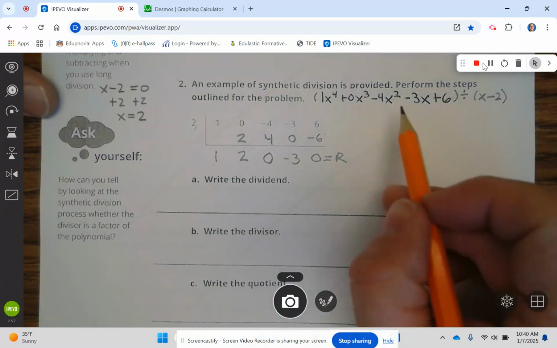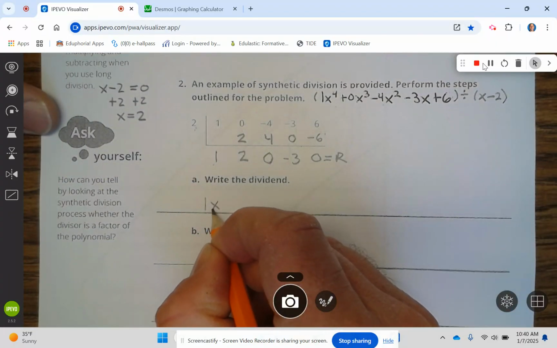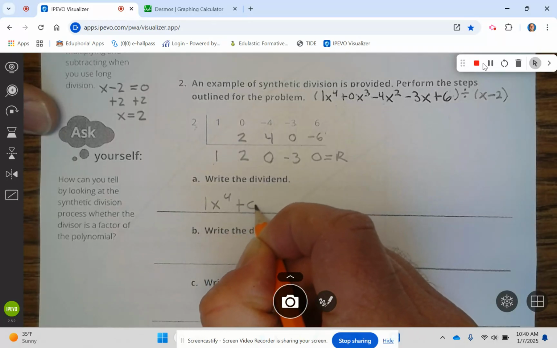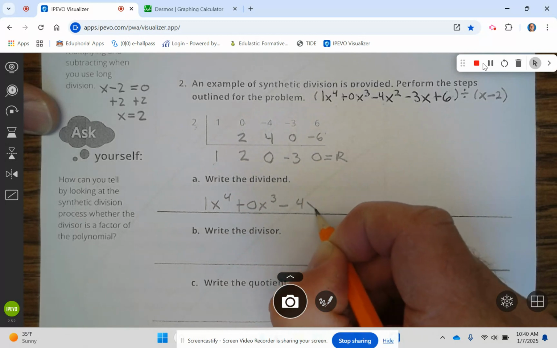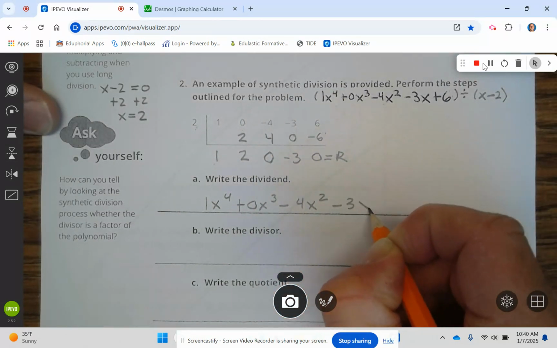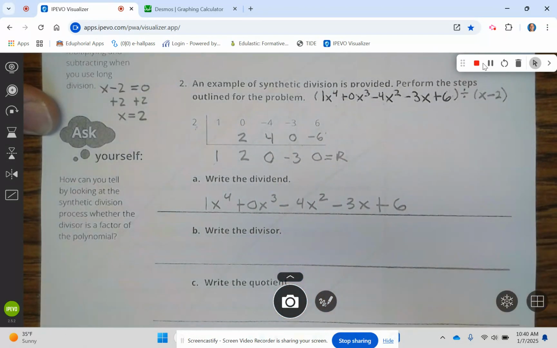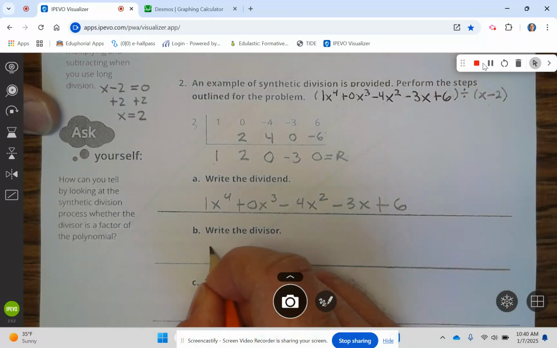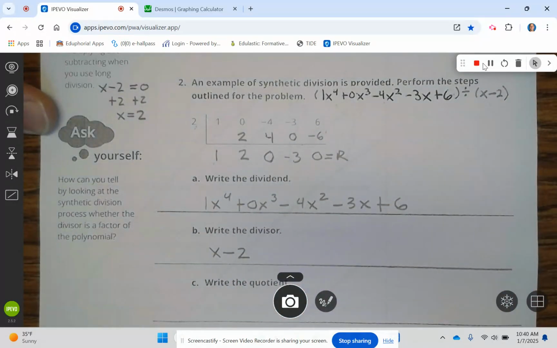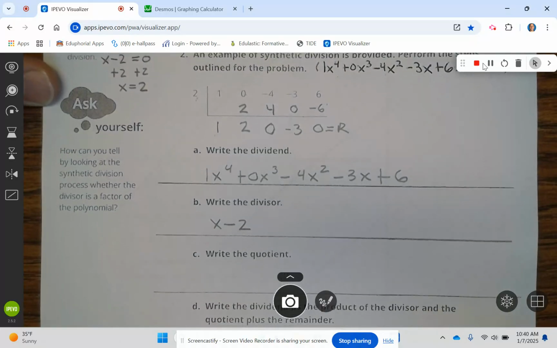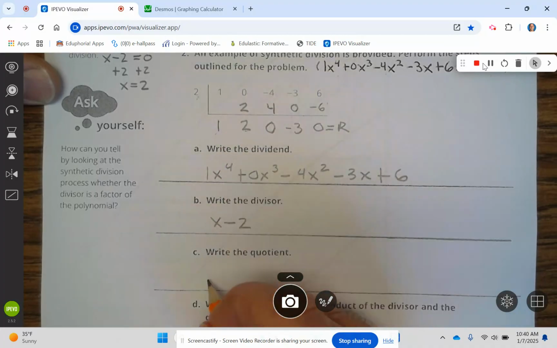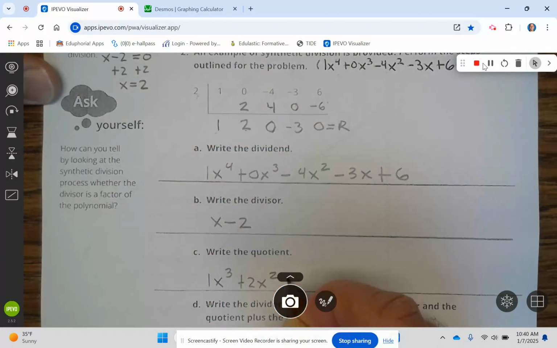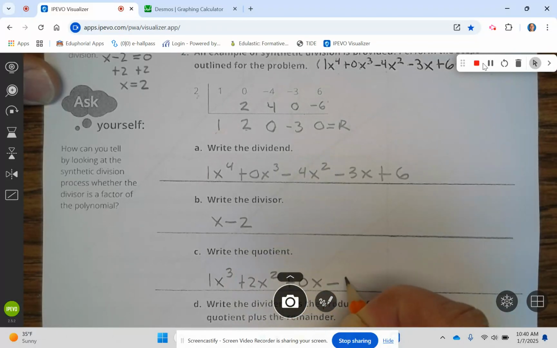Now the dividend, which is this term right here, is 1x to the fourth plus 0x cubed minus 4x squared minus 3x plus 6. Now the divisor is this, the x minus 2. And then the quotient is this right here. Now it was x to the fourth, so we reduce by 1, it becomes 1x cubed plus 2x squared plus 0x minus 3.